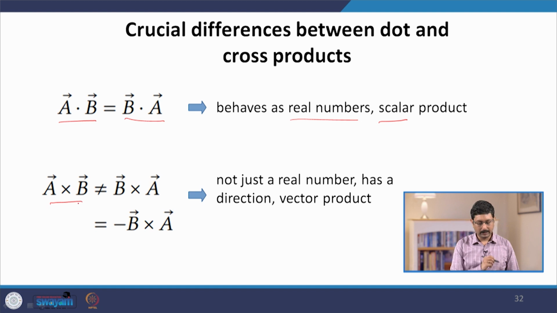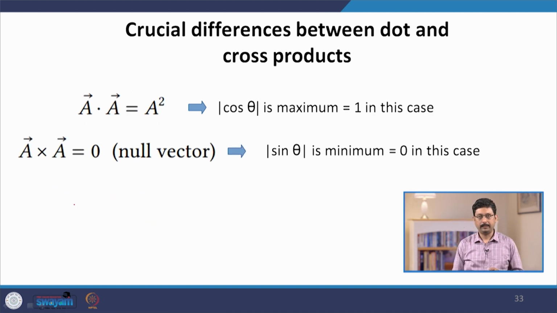So, A cross B is equal to minus B cross A. You can easily see that by applying your right hand thumb rule. If you go from A to B, the direction is upward, whereas if you go from B to A, your direction is downward. So, the magnitude remains the same, but the direction reverses. So, A cross B is not equal to B cross A, in the sense that you have to take the direction into consideration.